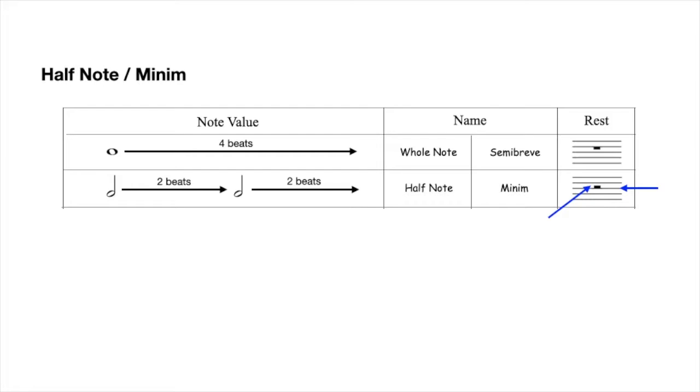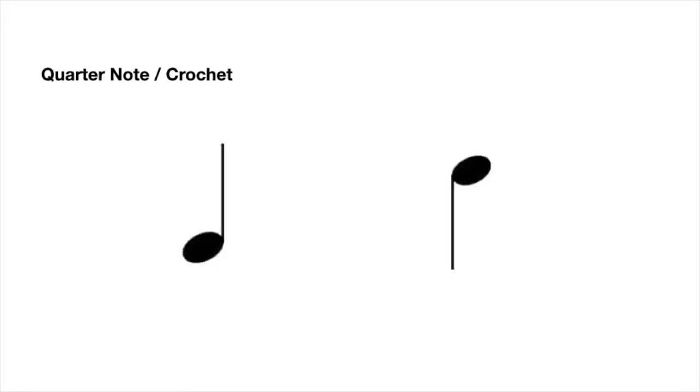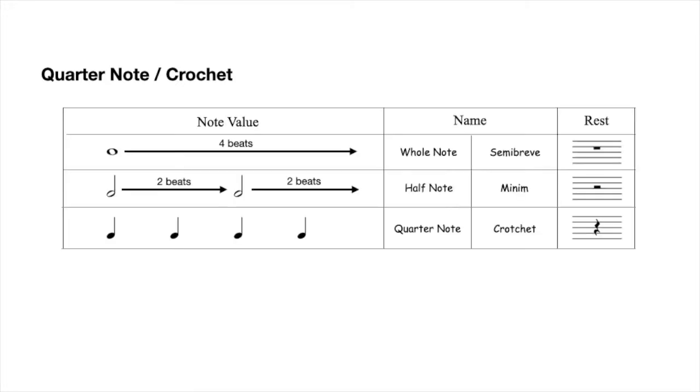When we see this rest, we do not sing or play our instrument, and we stay silent for 2 beats. Next, these are quarter notes or crotchets. A crotchet or quarter note looks like a minim or half note, but it has a black note head. A crotchet or quarter note has a value of 1 beat.